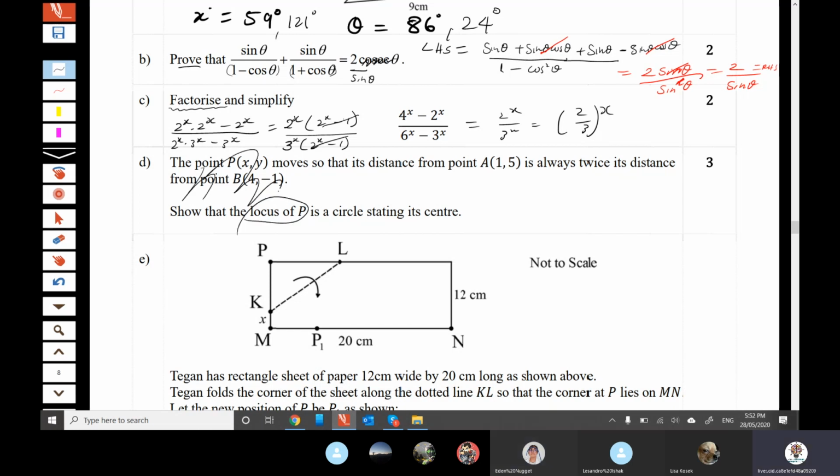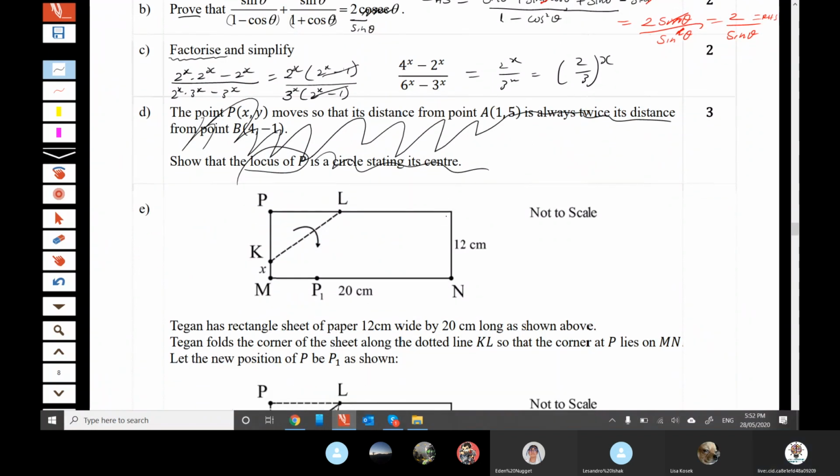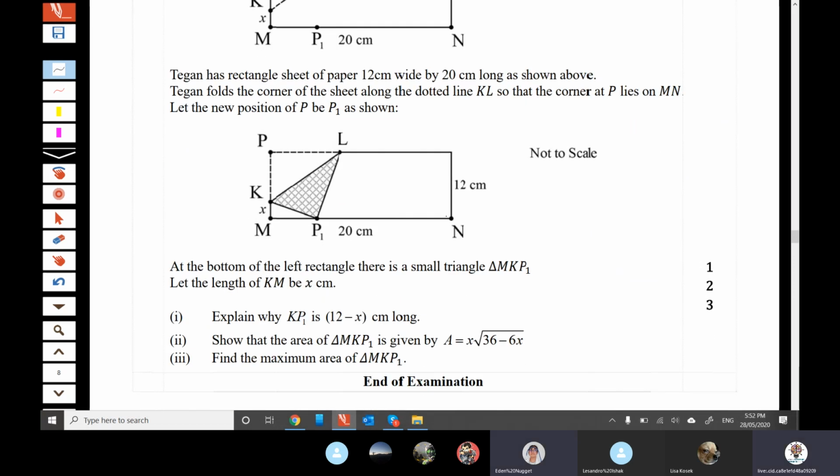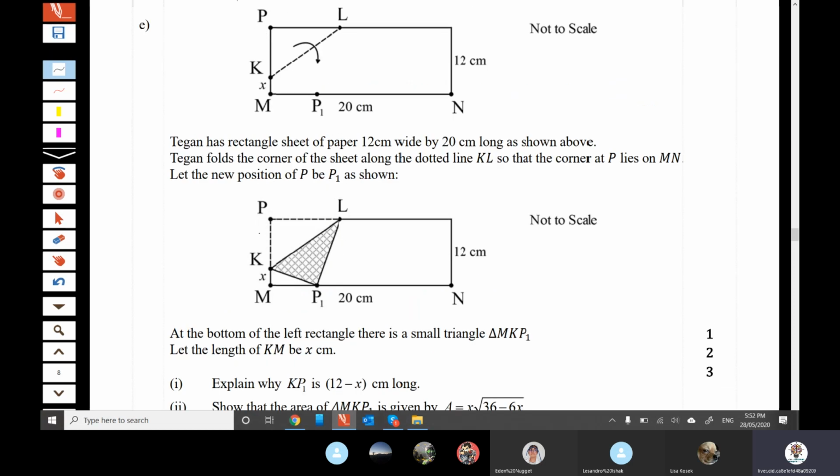Locus, no locus, out, gone. Yeah, out. No, not for you guys. Maximum area. Anyway, this looks like geometry to you guys, so no, this won't be in your exam.